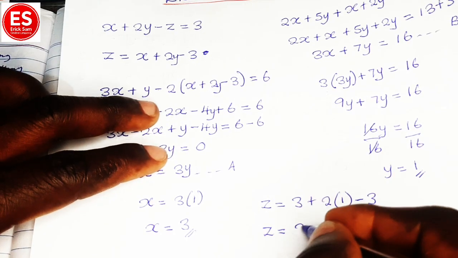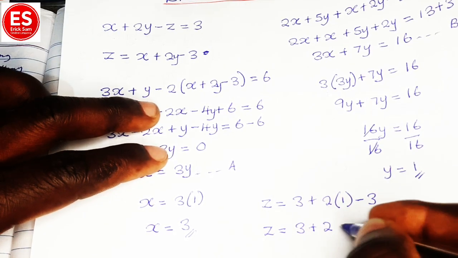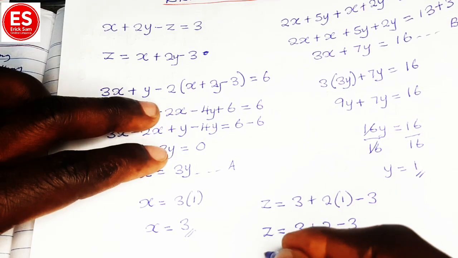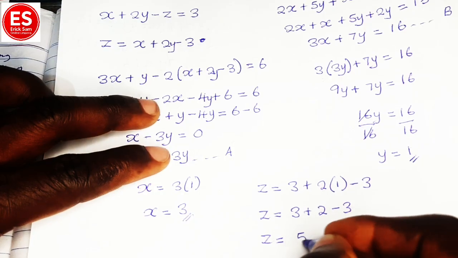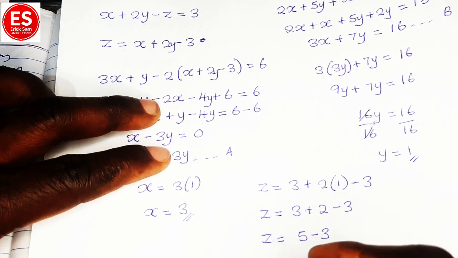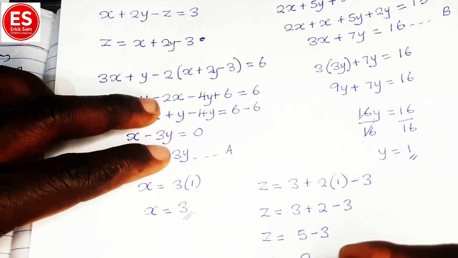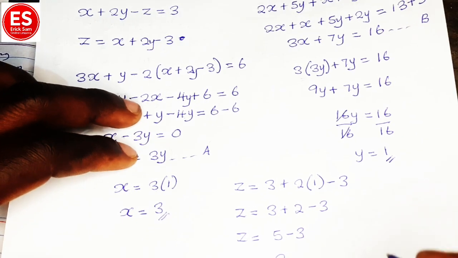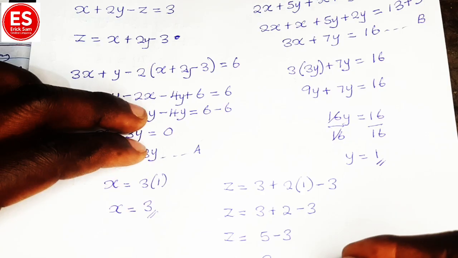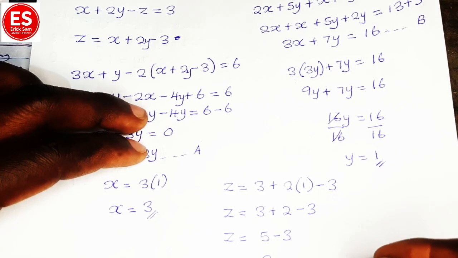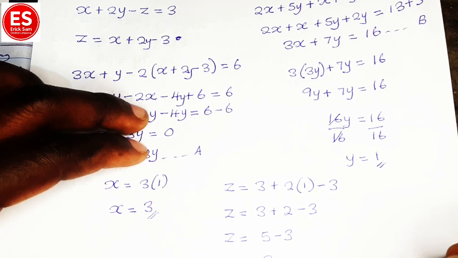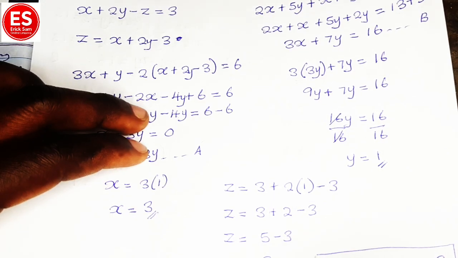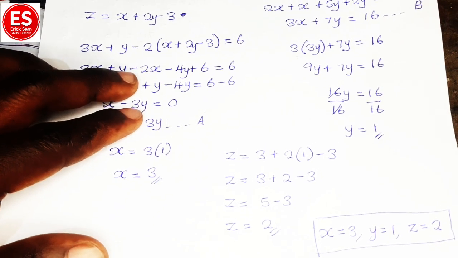Then there I'm sure we can just add and subtract. If you multiply there, you're going to have 3 plus 2 minus 3. Using the rule of BODMAS, you start with the addition. If you add, you're going to have 5 minus 3, which is going to give you 2 if you subtract. So z is equal to what? 2. Now if you combine these together, you're going to say x is equal to 3, y is equal to 1, z is equal to 2. So these are the answers.